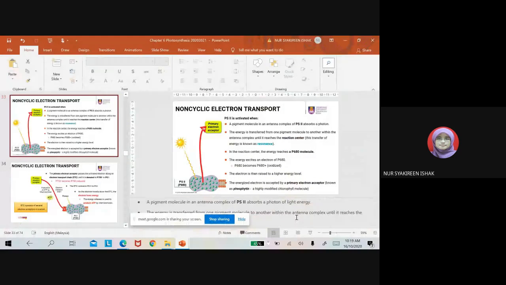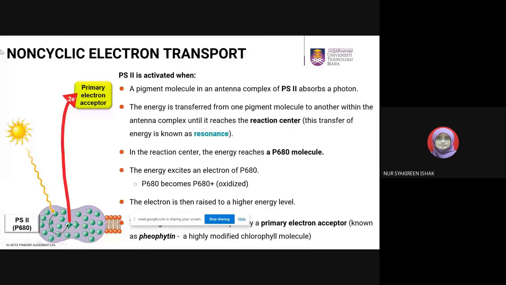Okay. So kita akan sambung semula. Alright, so now we are going to look at the first stage of light reaction, which is non-cyclic electron transport. Ada buku dia juga panggil stage ni sebagai non-cyclic photophosphorylation, sama je. Kenapa dia panggil sebagai non-cyclic photophosphorylation?